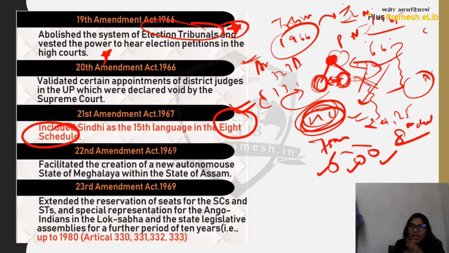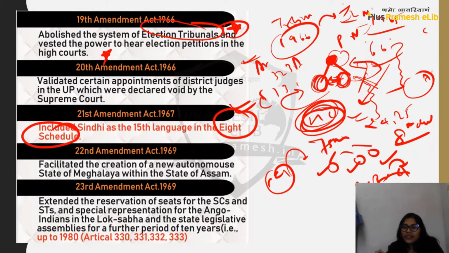So there were additions, like 1 plus 3 plus 4. We originally had, I think, 14 languages, but over time, due to constitutional amendments, some languages got added, and now we have 22 scheduled languages. English is not a scheduled language. I repeat, English is not a scheduled language. Hindi is a scheduled language.